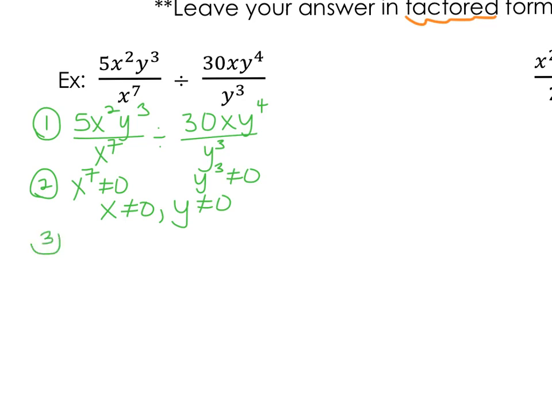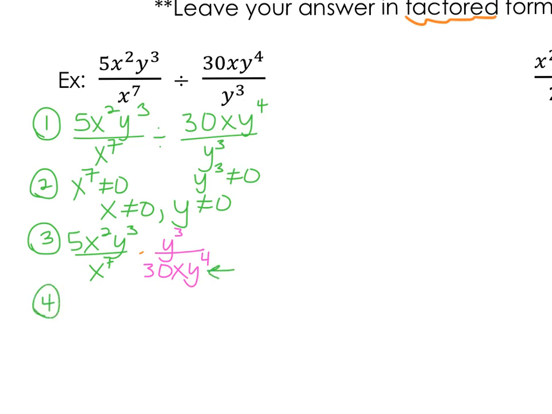Here's that keep, switch, flip rule. We're going to keep the first fraction, 5x squared y cubed, over x to the 7th. We're going to switch the dividing to multiply, and then we're going to flip the second fraction. That means I'm going to put y to the 3rd on top, and then the 30x y to the 4th on the bottom. Now, step 4 would have us stating any additional restrictions with that new denominator. But notice we have an x and a y. So we already know that the x can't equal 0 and the y can't equal 0. So there's nothing new to add for that step.